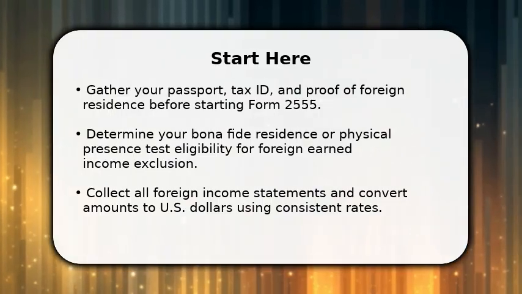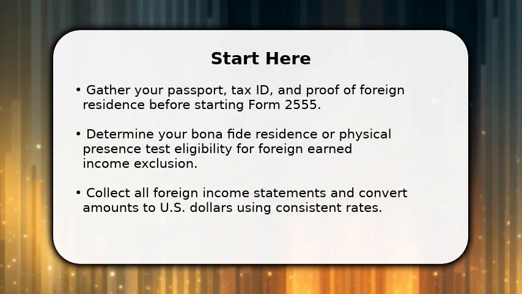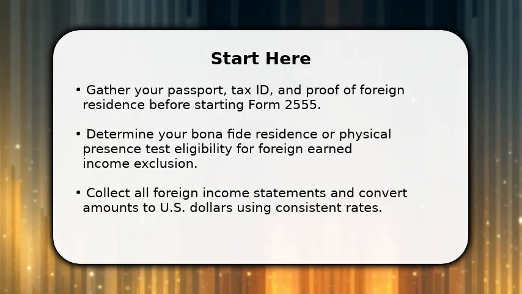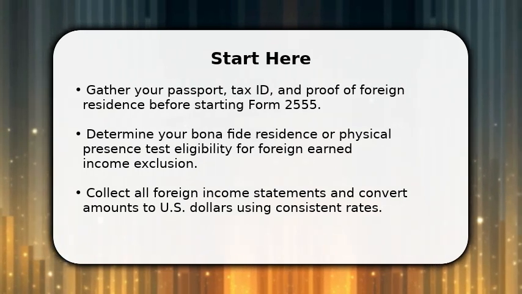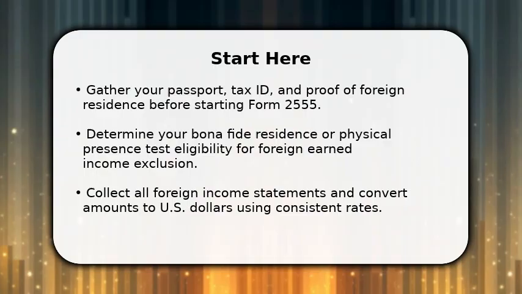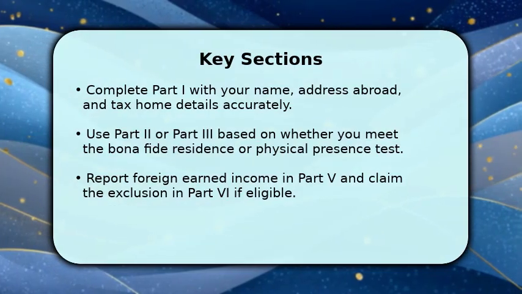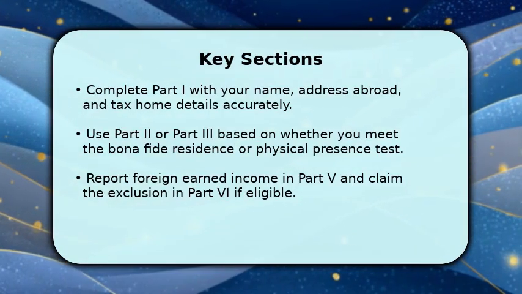Use consistent currency conversions and note any housing amounts separately. Double-check dates and signature fields before filing to avoid common mistakes. Focus on the structure of Form 2555 so you can move confidently from one section to the next.